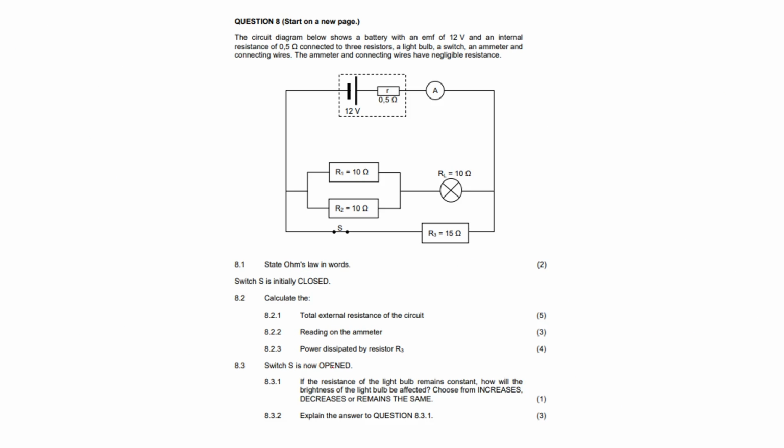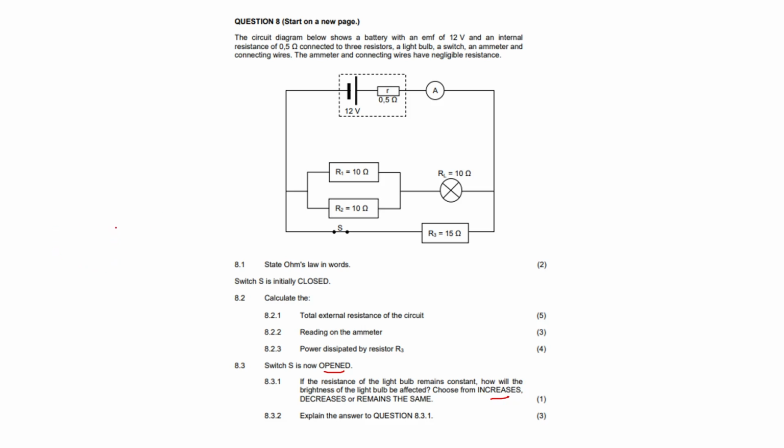So switch S is now opened. 8.3.1. If the resistance of the light bulb remains constant, how will the brightness of the light bulb be affected? Will it increase, decrease, or remain the same? It will increase. Now we've got to explain that. So how do we explain that?